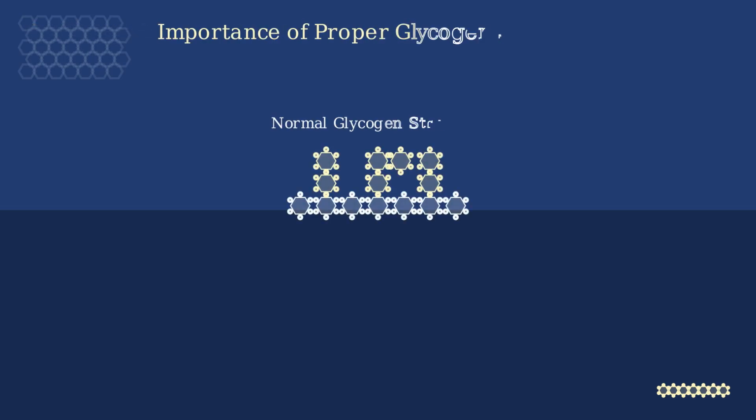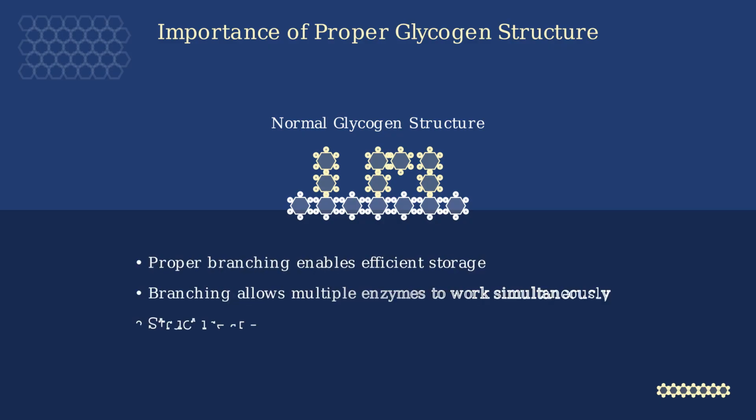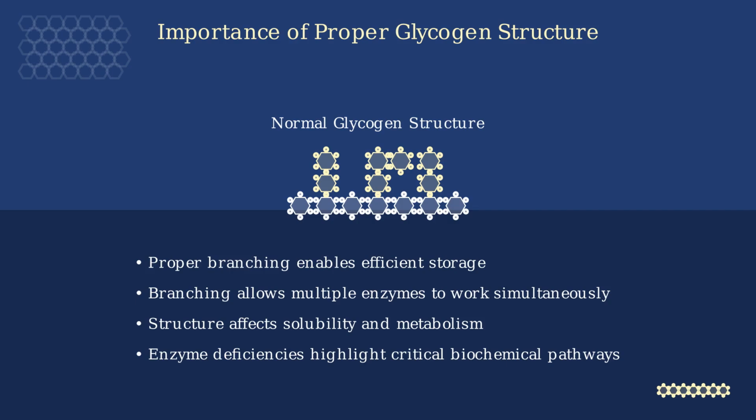Normal glycogen has a highly branched structure with both alpha-1,4 and alpha-1,6 linkages. These diseases highlight why proper branching is critical. It enables efficient glucose storage, allows multiple enzymes to work simultaneously, and affects glycogen's solubility and metabolism. Enzyme deficiencies in these disorders demonstrate the critical importance of these biochemical pathways for normal metabolic function.